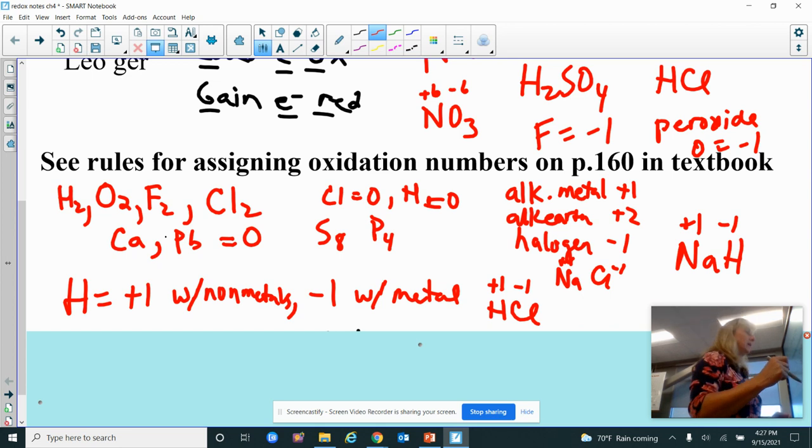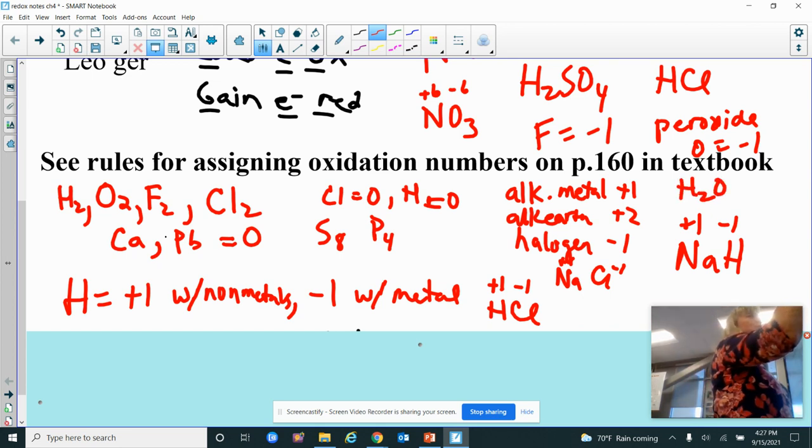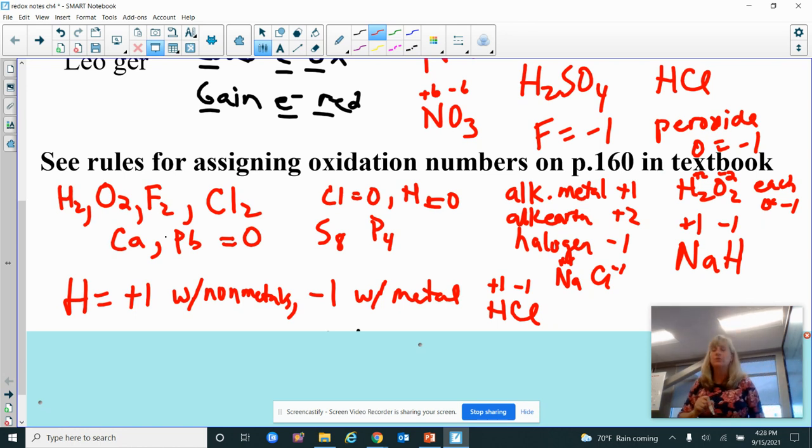So for example, in hydrogen peroxide, which is H2O2, we just said hydrogen is +1 with nonmetals. So if it's +1 and there's 2 of them, that's +2, which means the oxygens' total can only be -2, and there are 2 oxygens, so each oxygen can only be -1. All right, so those rules are on page 160, and you need to know those rules. Okay, so look those over.